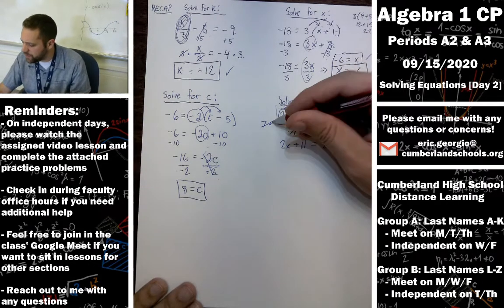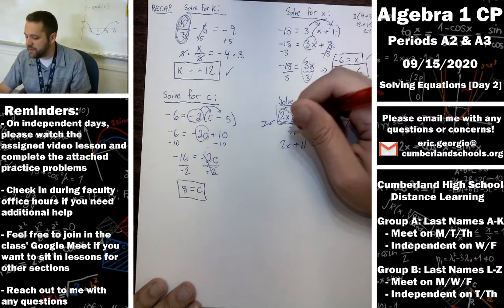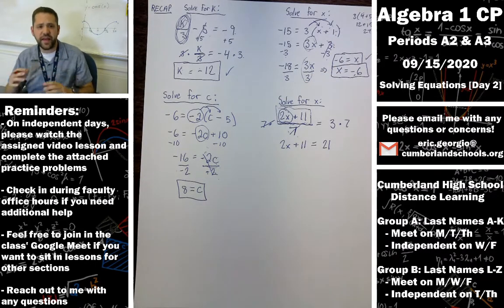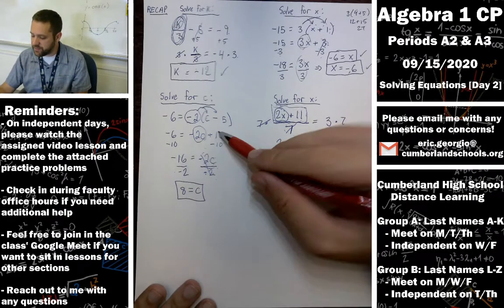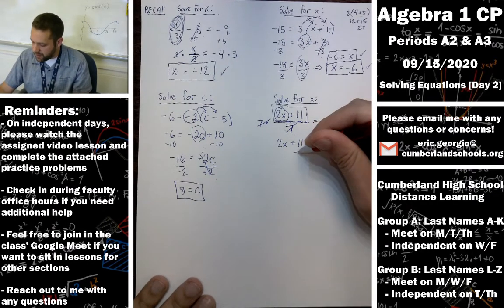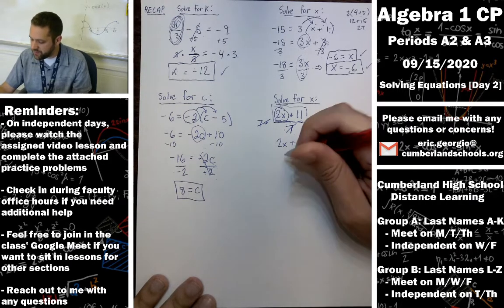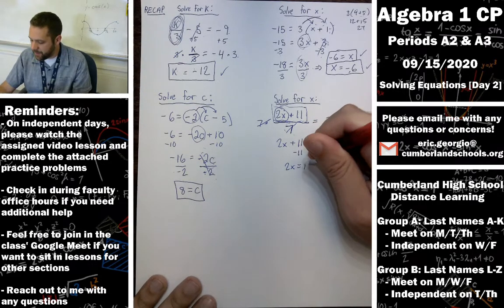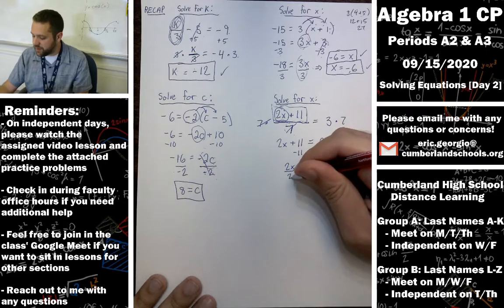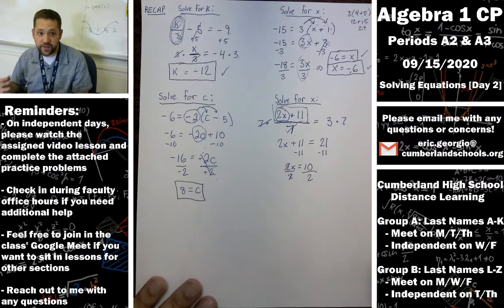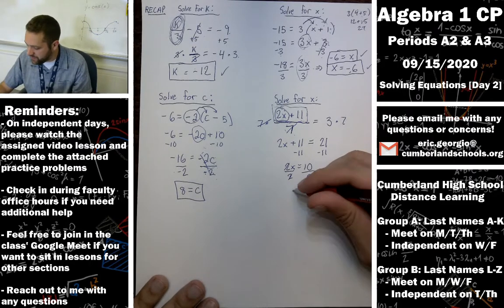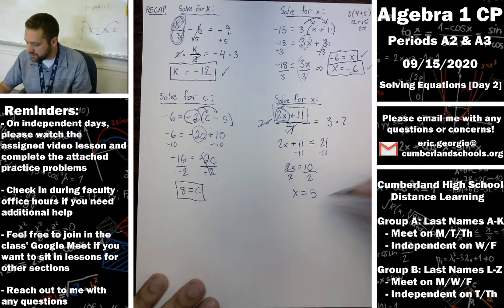So because this whole thing was over 7, multiplying by 7 undoes it or cancels it out, so to speak. Now I can solve it just like my two steps from before. I'm going to isolate the 2x by subtracting 11 from both sides. Gives me 2x equals 10. And lastly, I'm going to choose to divide by 2 on both sides to get rid of the 2 here. And we have to do it on the right side too. You can't just touch one side of the equation and not the other. You get x equals 5.